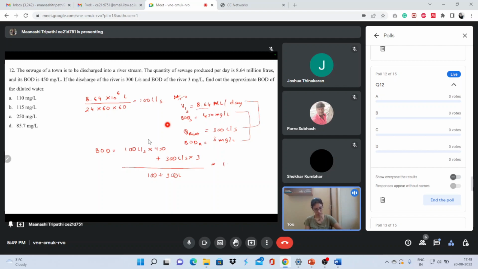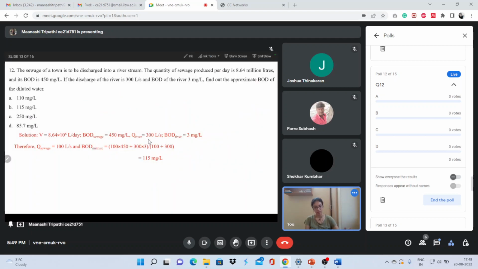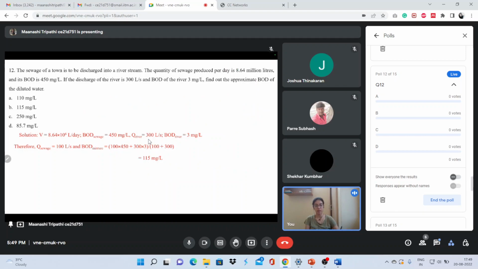Answer is 114.75 mg per liter, which is approximately equal to B. We'll see if the answer is correct or not. I'll clear the screen so that you can see it clearly. So the answer is 115 milligrams per liter.